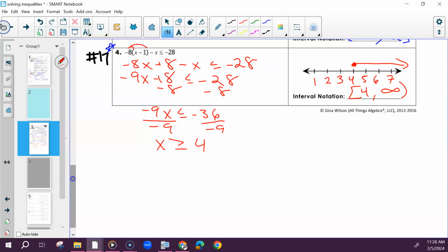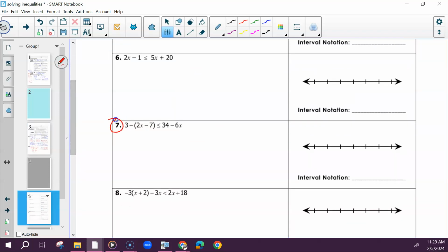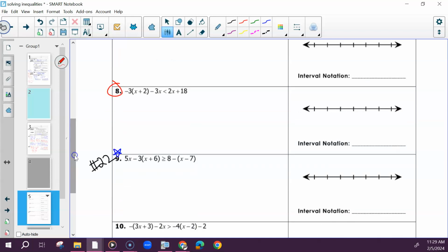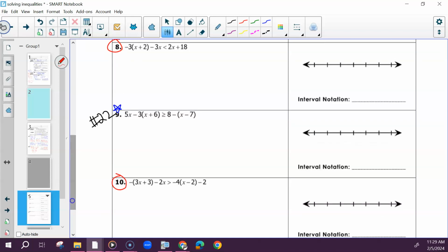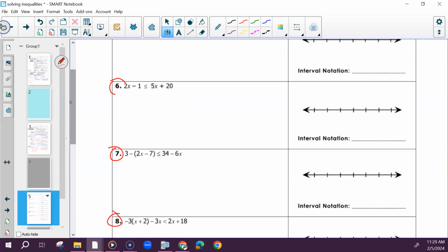Look at numbers 5 through 10. Find any of those you want to see go over. 8 and 7. Max. 6 and 10. Okay, let's do those 4. And then if we have other questions, we'll go back and do those.